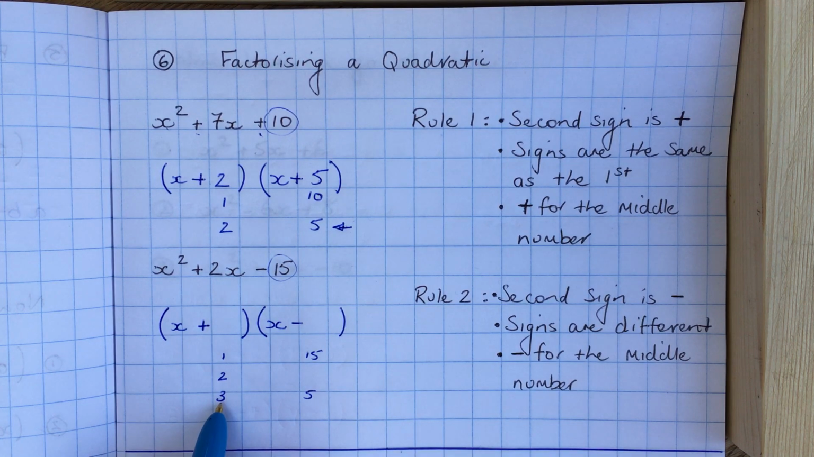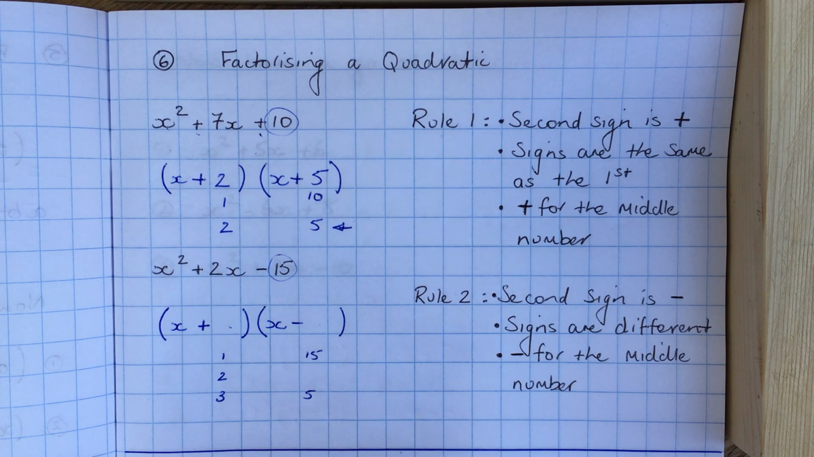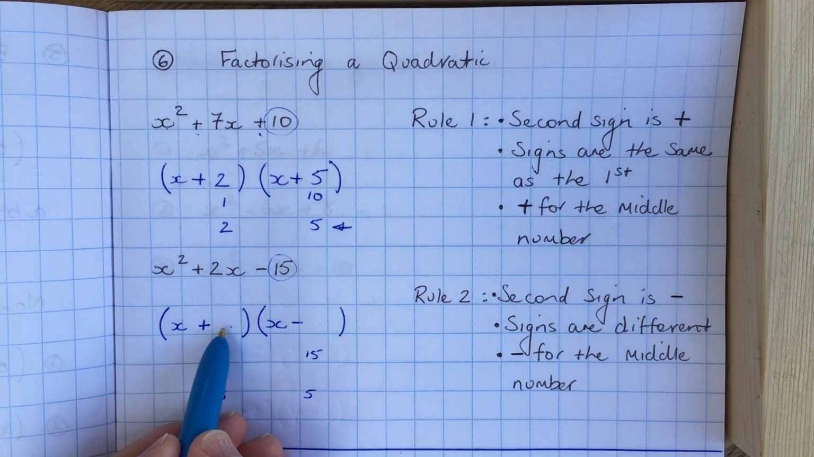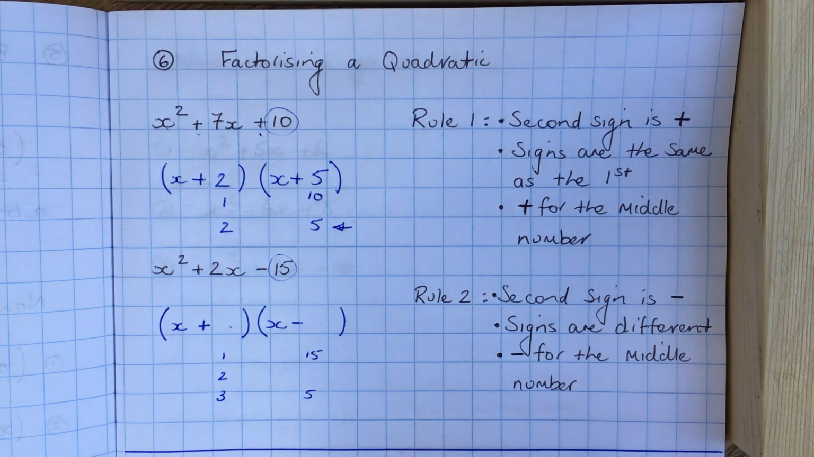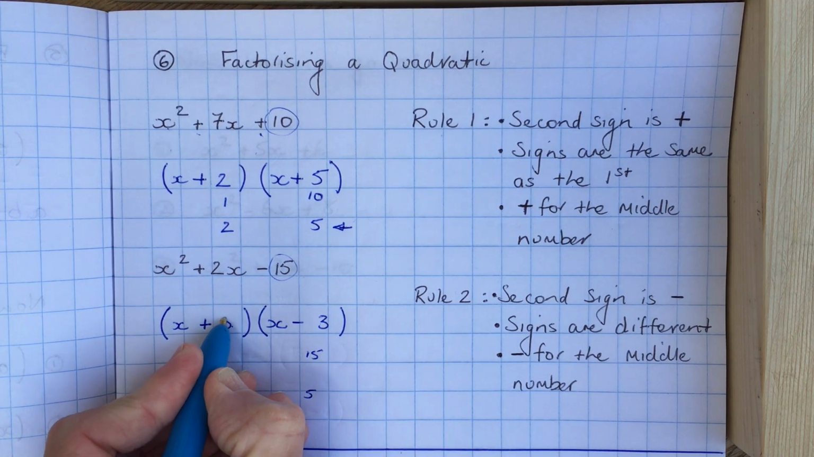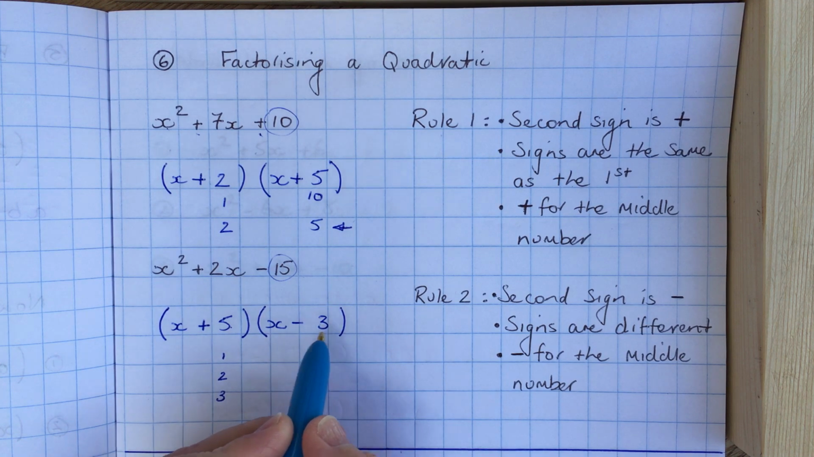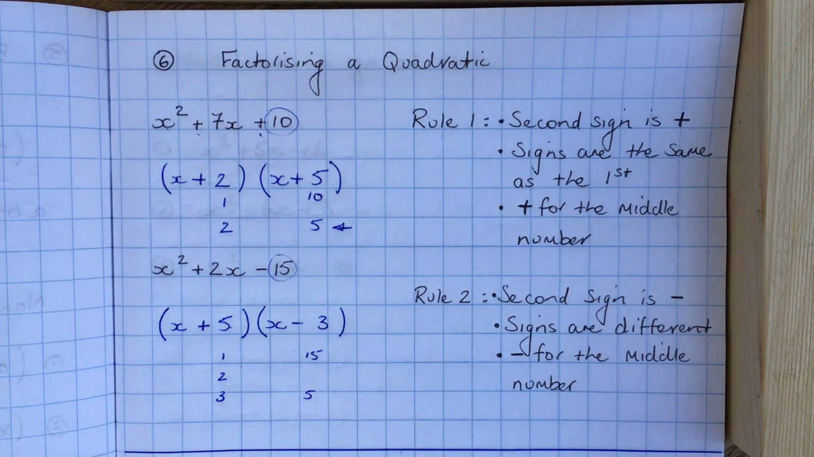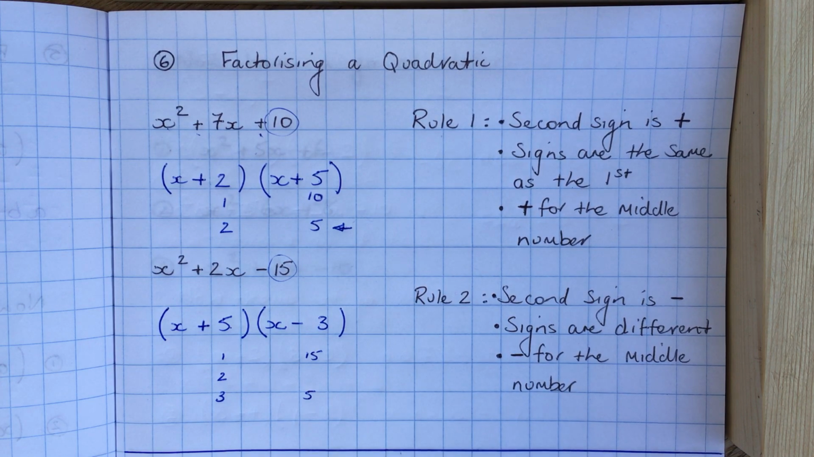If I automatically stick 3 up here and 5 up here, when I do my last check, as I did in the first question, positive 3 take away 5 is negative 2. We want positive 2. How do I generate positive 2? Simply swapping these two numbers over. If I put 3 here and 5 there, when I do my last check, positive 5 take away 3 is positive 2, which is what we want. So x squared plus 2x minus 15 factorises to x plus 5, x minus 3.